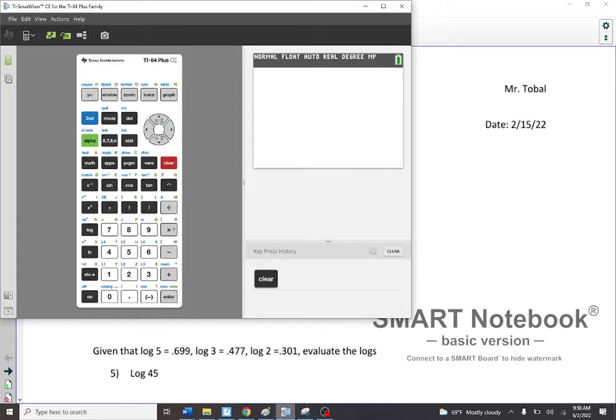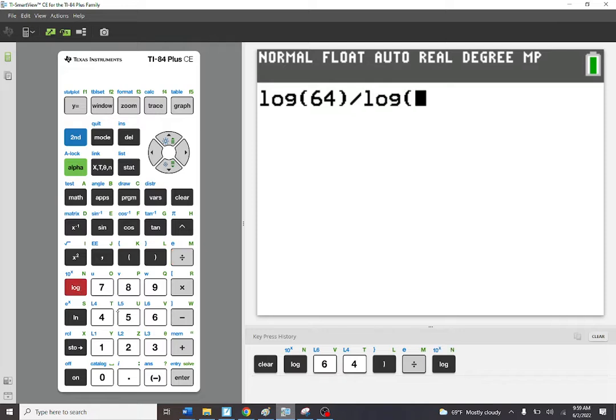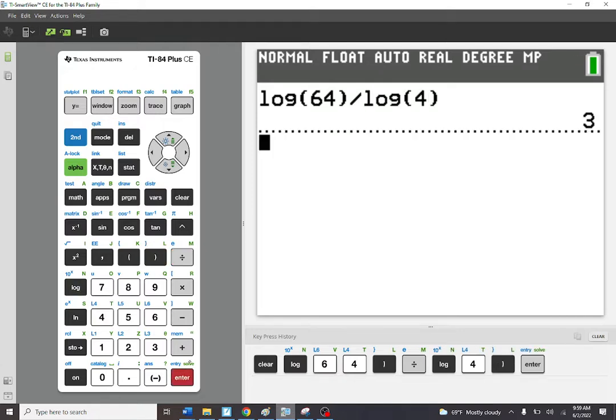With that in mind, though, how do you use your calculator to your advantage? What you can do is use the change of base formula. So log 64, close the parentheses. Don't forget to close the parentheses. Log 4. And then that's going to become 3. So you can always confirm your answer like that.